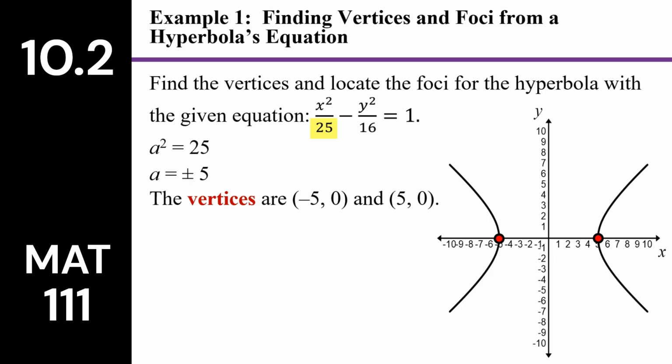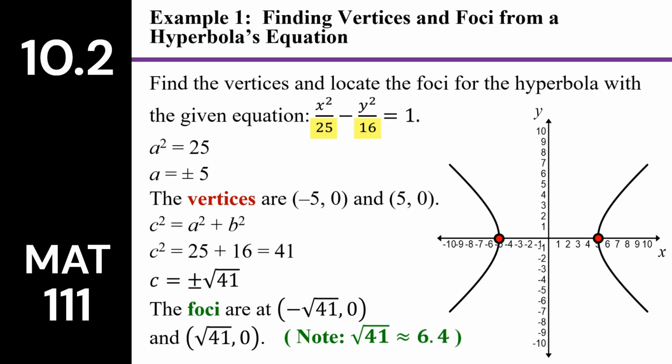To locate the foci, we need c. We can use our c squared equals a squared plus b squared equation. We obtain a squared and b squared from the denominators in our equation, and 25 and 16 add to 41. Next, we find c by taking the square root of 41. To plot these points, we'll approximate the square root on our calculator and obtain 6.4. This puts one focus at negative 6.4 and the other focus at positive 6.4.